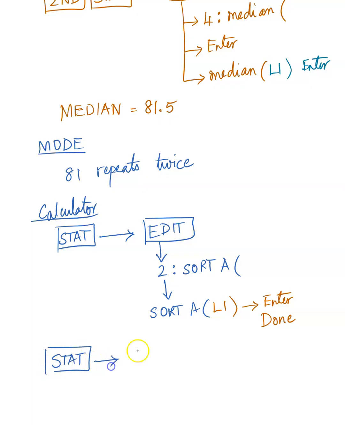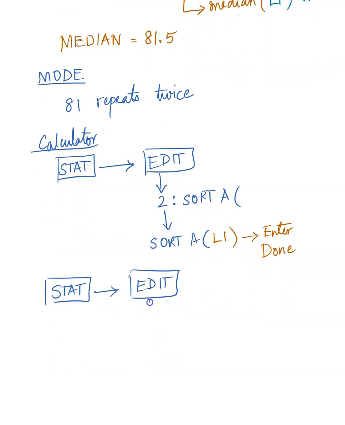And go to the edit, and there you see your list L1 displayed in ascending order.